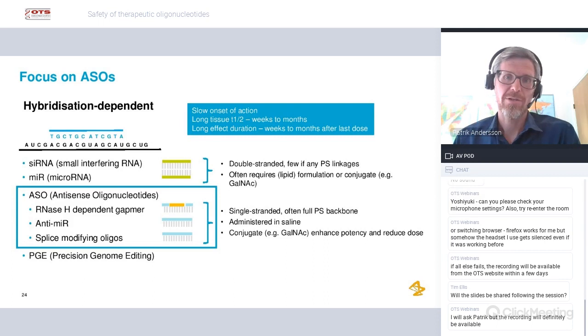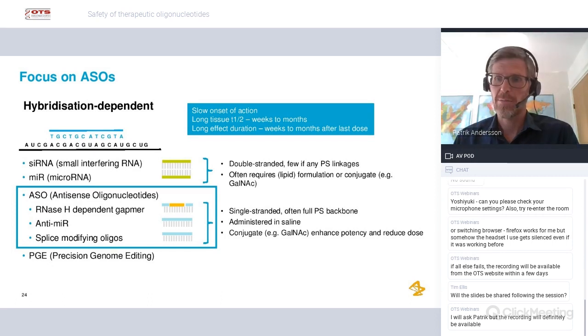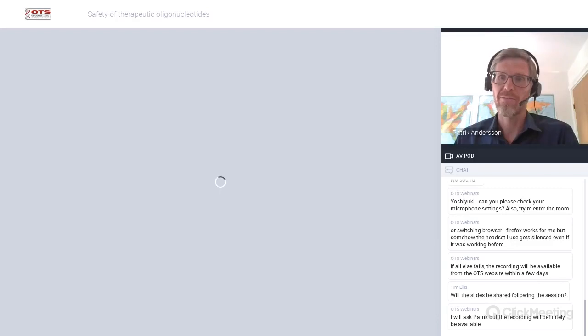For ASOs, they are single-stranded, and in most cases these days have a full phosphorothioate backbone. They are administered in saline, and as with siRNA, conjugates, for example GalNAc, enhance potency and reduce the overall dose. So my talk will mainly be about this, but I will also mention some aspects of siRNA as well.